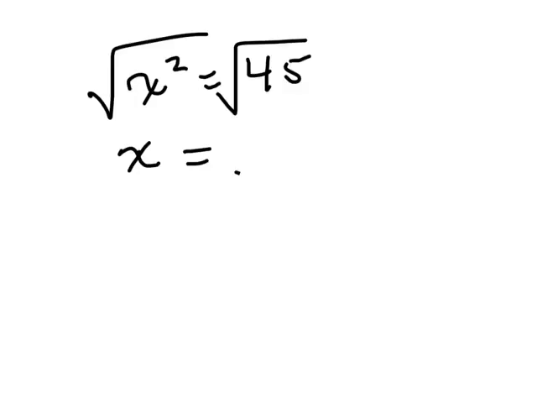So what we're going to do is leave this as a square root because we don't know what the square root of 45 is exactly, but we know that that's going to be our solution. And just like the last problem, since a negative times a negative will also give us a positive, I need to show that the positive square root of 45 and the negative square root of 45 are my solutions.